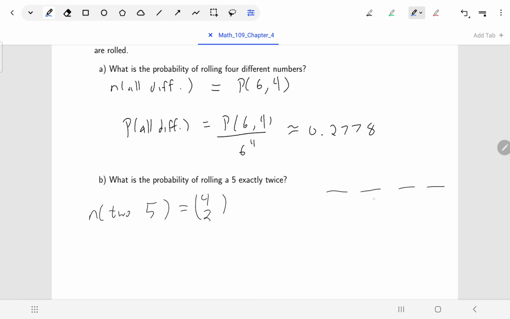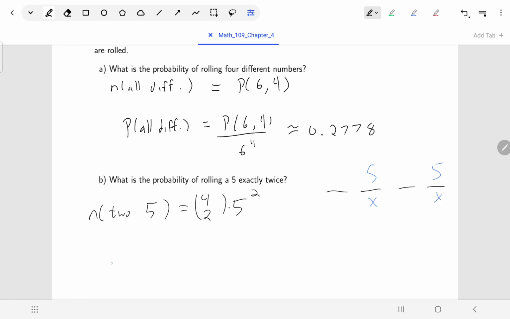So I might say this is going to be a 5 and that one's going to be a 5. Now I know what those rolls are going to be, and I need to decide what the other 2 rolls are. They could be anything as long as it's not a 5. So I would have 5 choices for the one remaining roll and 5 choices for the other. So I would have 4C2 times 5 times another 5, or 4C2 times 5 squared. Choosing where the 5s go, and then for the 2 remaining places, put in anything that isn't a 5.